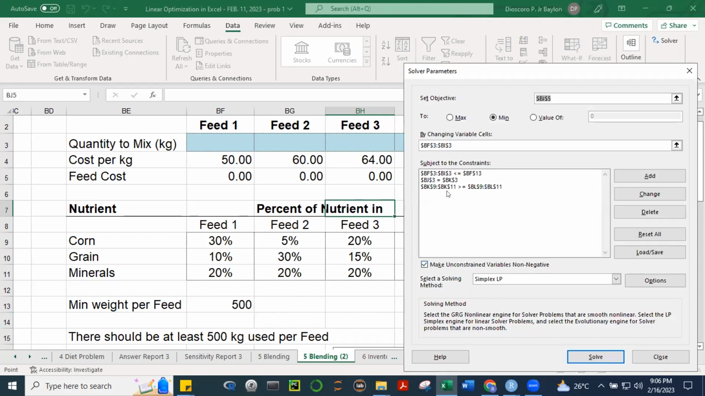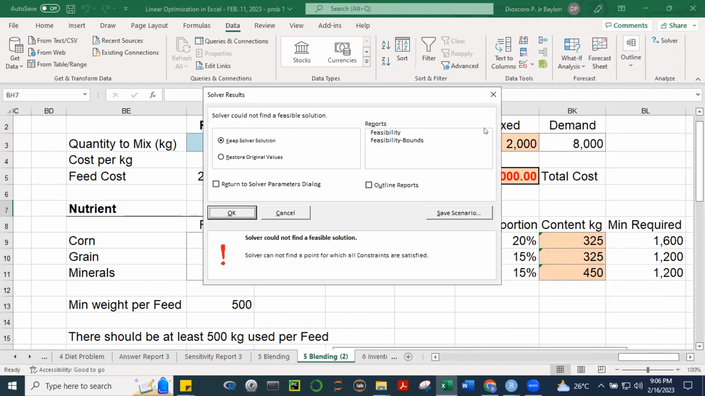Okay. So you can now see that we have this additional constraint. The minimum is 500. So same thing. Right. Solve first, Erwin, and then solve. Okay. Oops. What's wrong?